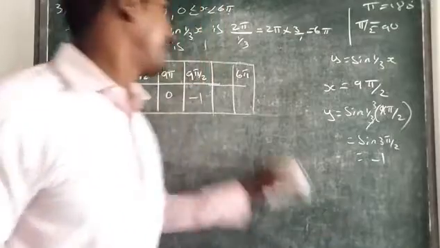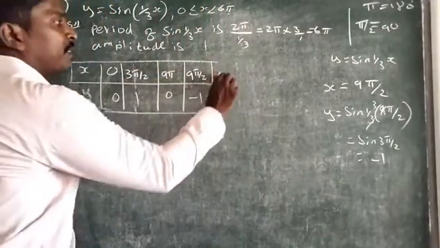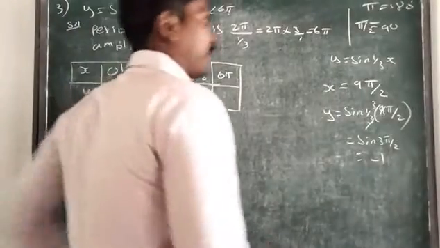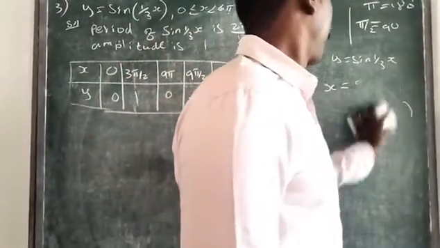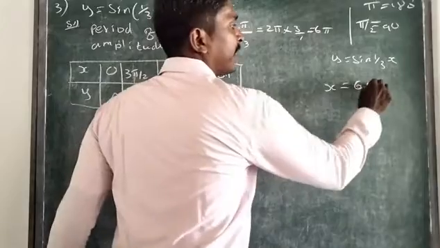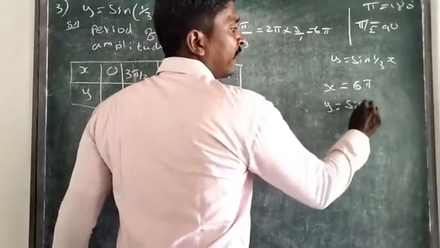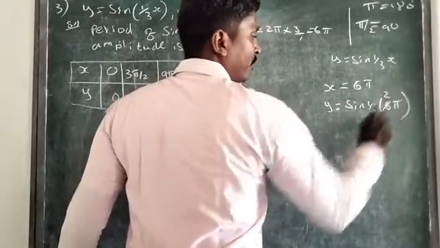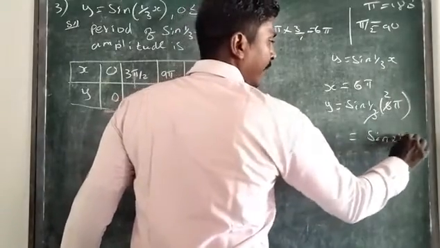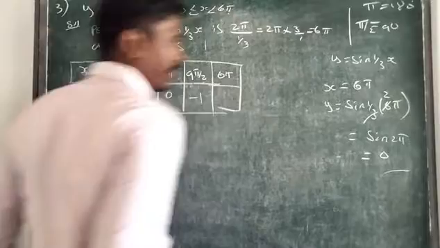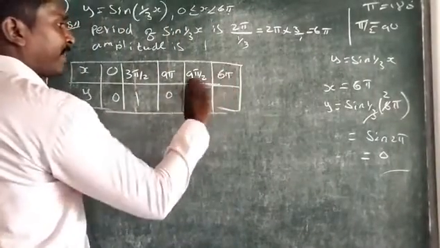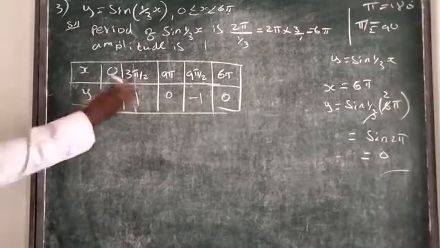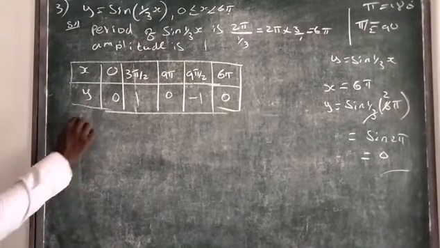Next, what is the value at 6π? Substitute 6π instead of x. Then y equal to sin(1/3 × 6π). 1/3 of 6 is 2, so we get sin 2π, and sin 2π value is 0. So when we substitute 6π instead of x, the value becomes 0.